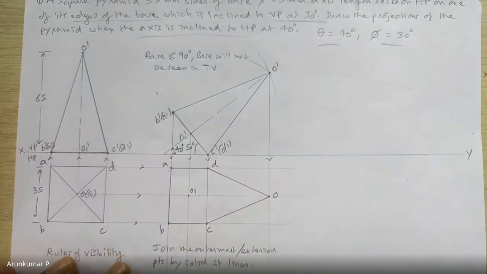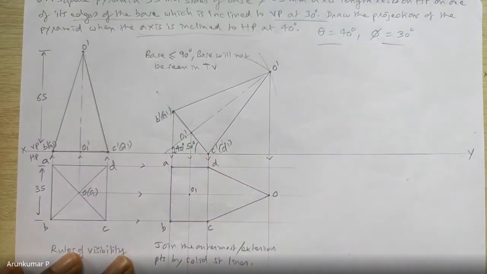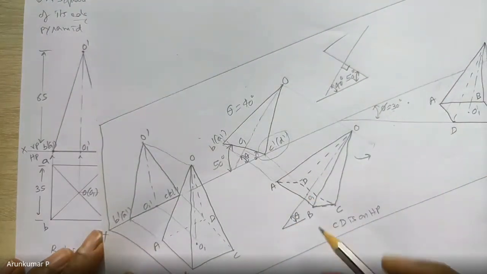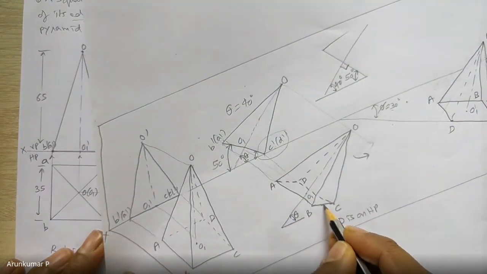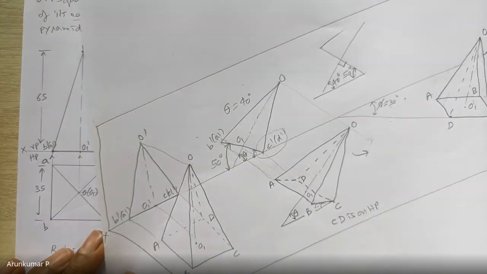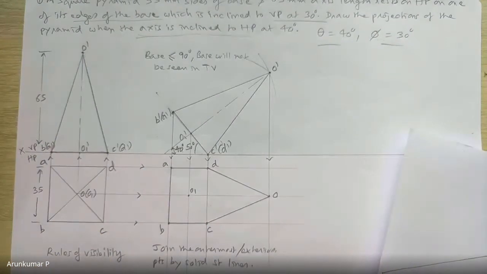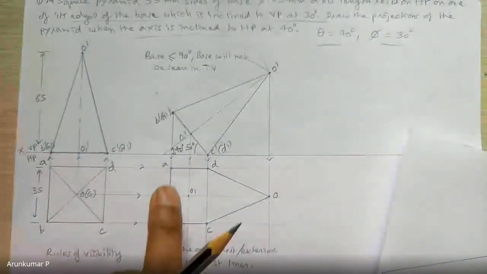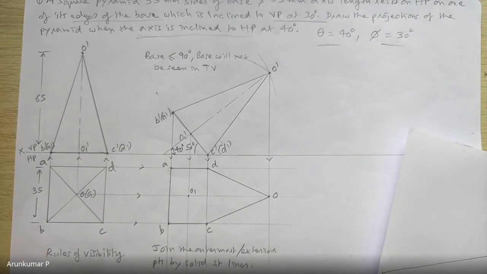That is exactly what happens here. The base is inclined by an angle of 50 degrees, which is less than 90. So the base will not be seen. Okay, agreed, base will not be seen. So that means something will be seen. What is left if you take out the base? The 4 triangular faces. Now you have to decide among the 4 which are going to be seen.